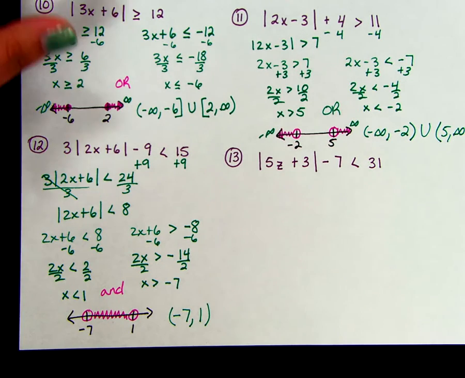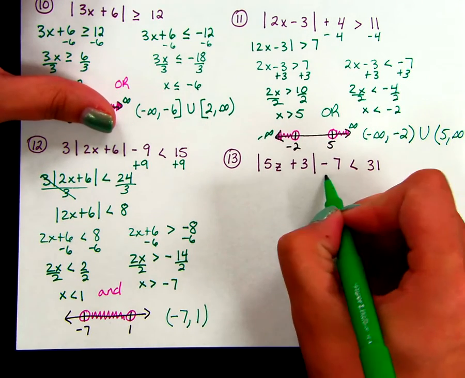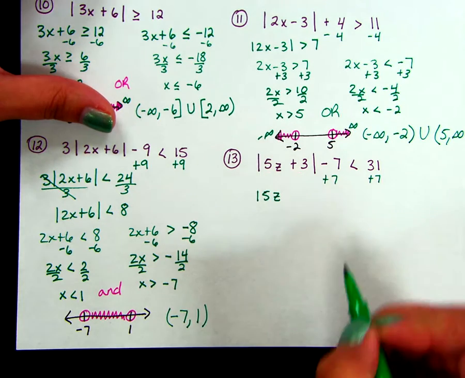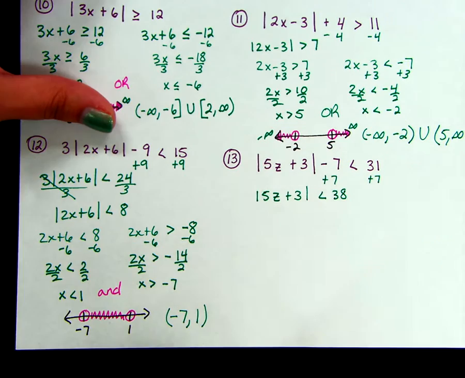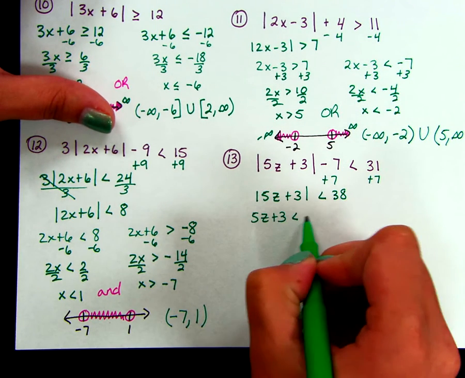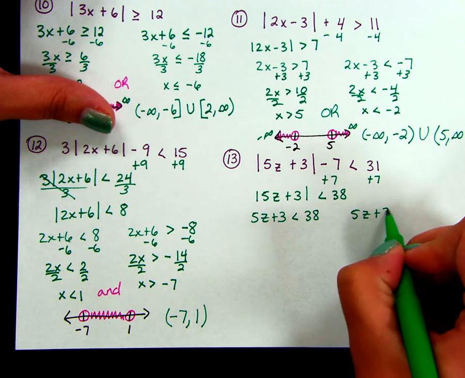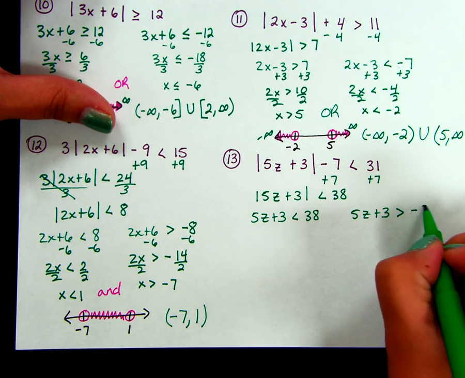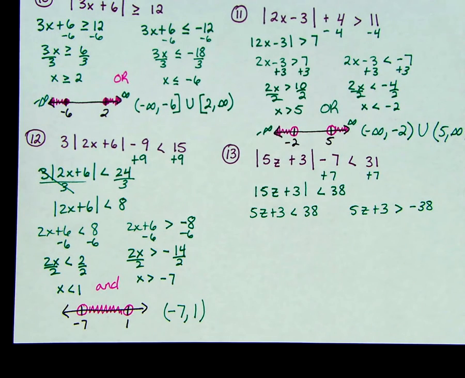All right, last problem. So again, starting by isolating our absolute value. So we're adding 7 to both sides. So absolute value of 5z plus 3 less than 38. Now we can write our 2 equations. So 5z plus 3 less than 38. And then we're going to have 5z plus 3, flip our inequality symbol, so greater than, and then we're going to change that to be the opposite sign, so -38. And now we are just solving each piece.